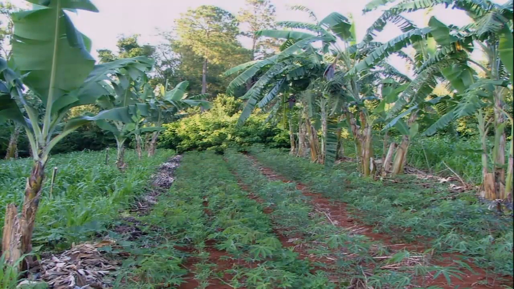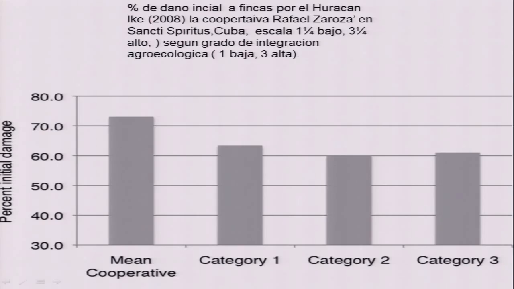And on top of that, when the hurricanes came, which in Cuba there were 3 in 2008, his farm and many other farms with this characteristic resisted. You can see here the average, for example, in Sancti Spíritus, 73% damage, and in the more diversified farms, only 60%, after 3 hurricanes.